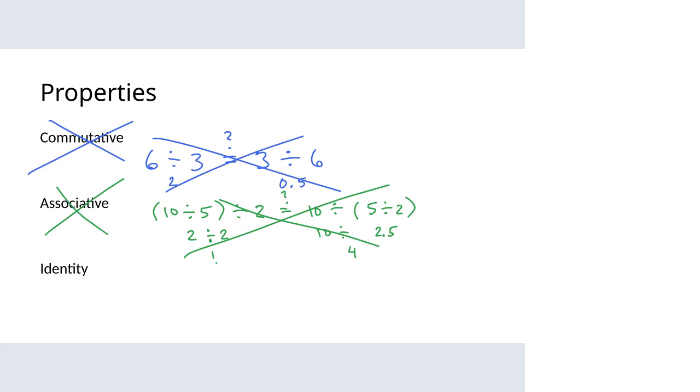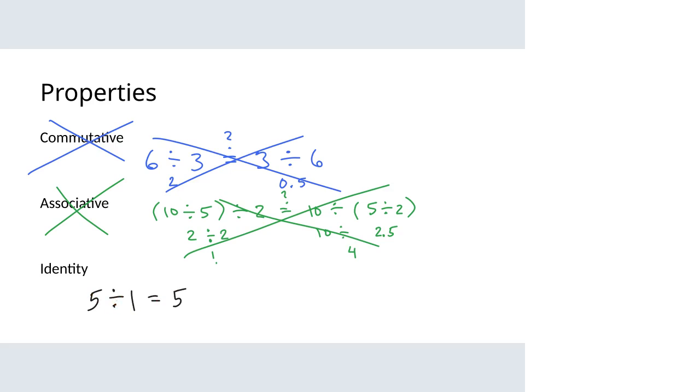And then identity property, well, let's see. Is there something I could divide by and have the number keep its value? And if so, what would that be? 1. Perfect, Moylan. So if I did 5 divided by 1, I would get 5.